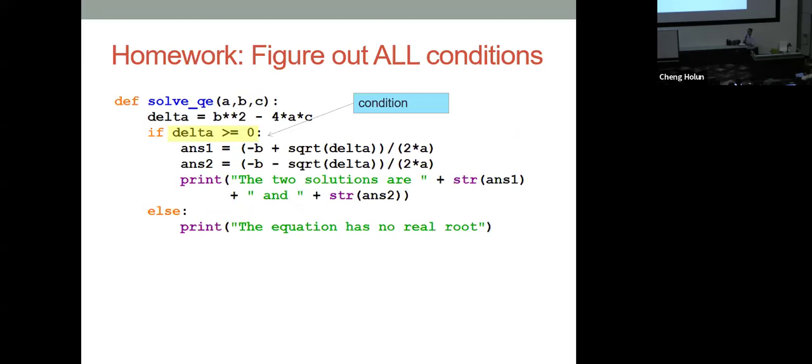And before we go on, this is not the ultimate goal. There's still a lot of conditions. What are other conditions that will crash this code? Other than delta less than 0, what is the other condition you can crash this code with?